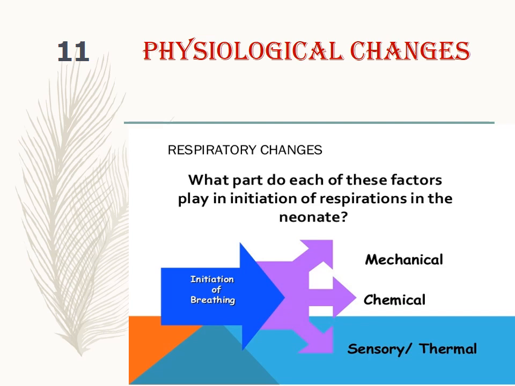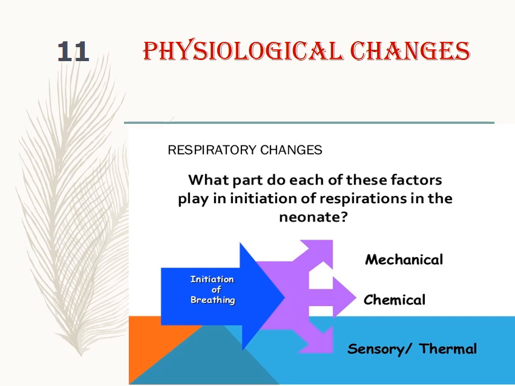So, physiological changes. After the birth of the baby, a lot of changes occur in the functioning parts of the body. Before the baby was born, in the life of the uterus, the baby got blood directly from the mother through the placenta, whereas after the birth the baby has to survive in its own way. So there are a lot of changes. Let us see the changes.